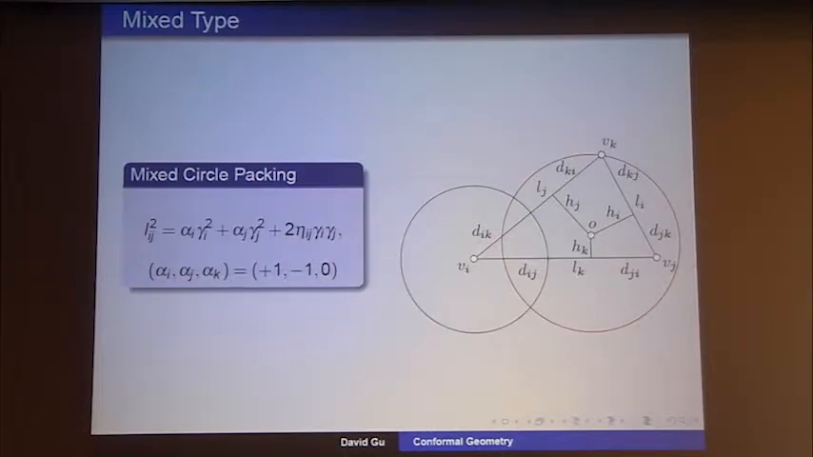Okay, then we can mix all the schemes together. Some part is conventional circle packing, some part is a Yamabe flow, and this vertex has an imaginary circle radius. So therefore, this gives us a lot of flexibility.